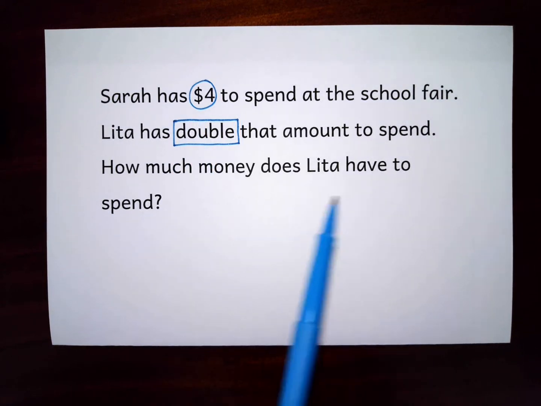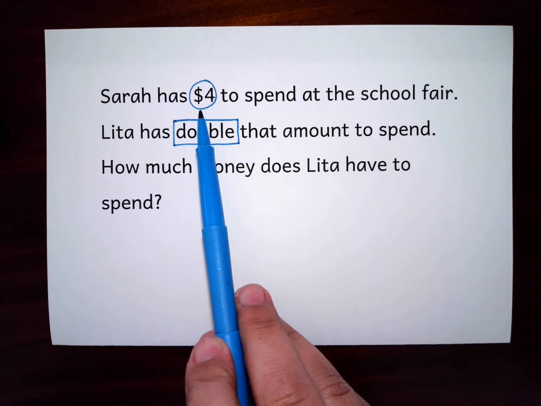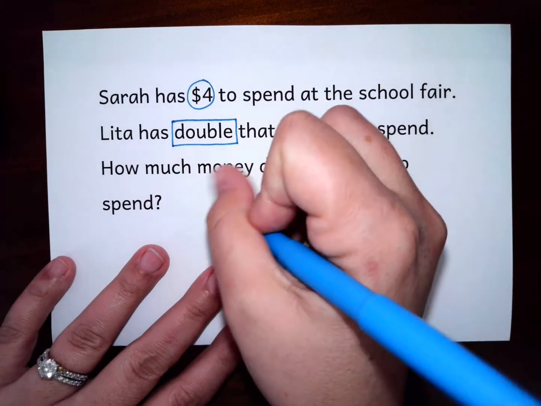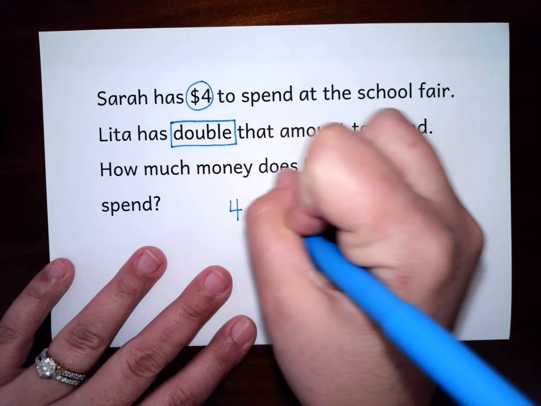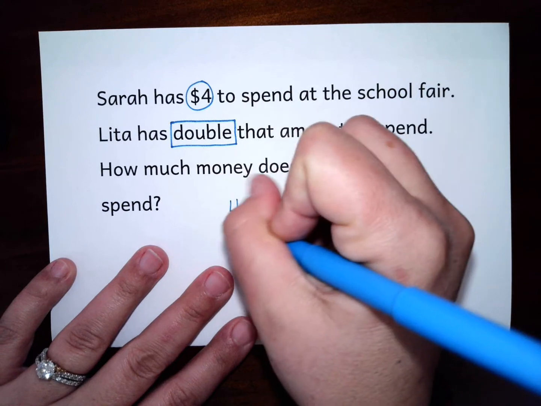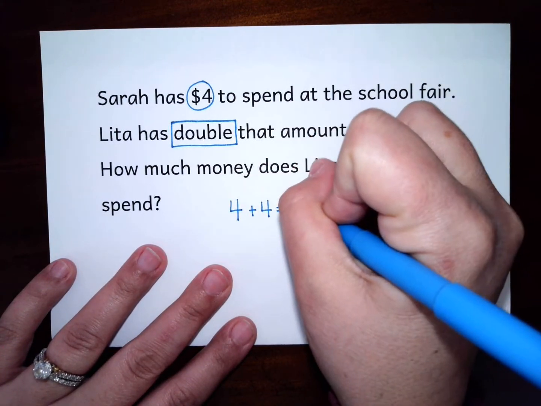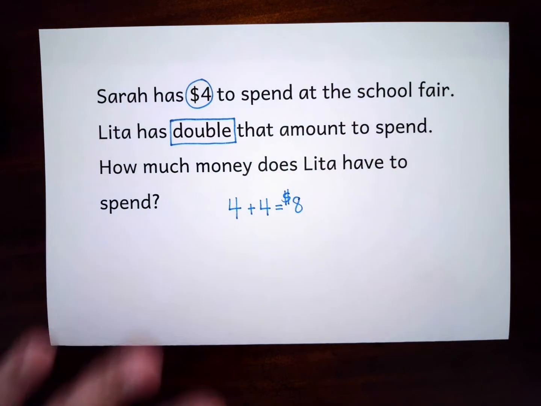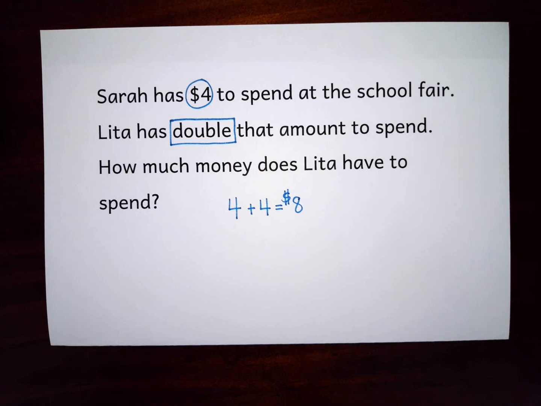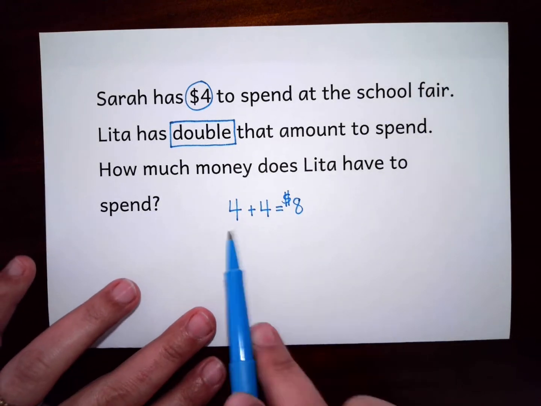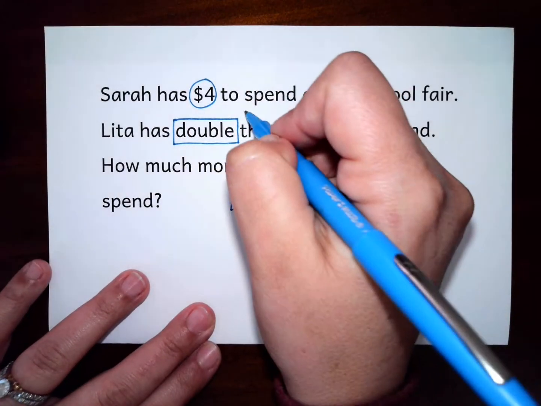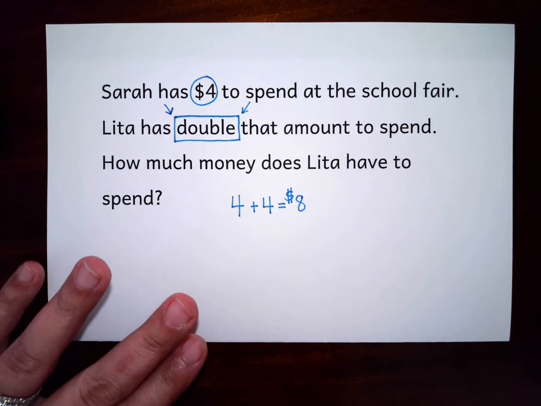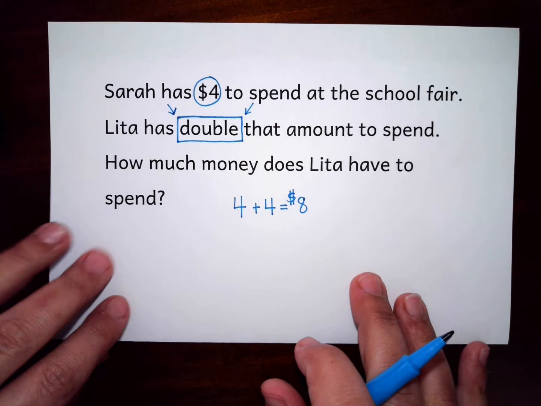So that tells me that I'm going to make a doubles fact using 4. So how much money does Lita have? She has Sarah's 4 plus 4 more. So my equation would look like this: 4 plus 4, so those are doubles, to give me a total of 8. Put a little dollar sign right there. So not necessarily a hard equation, but you have to make sure that you're paying attention to the hidden information. Let's try out another one.